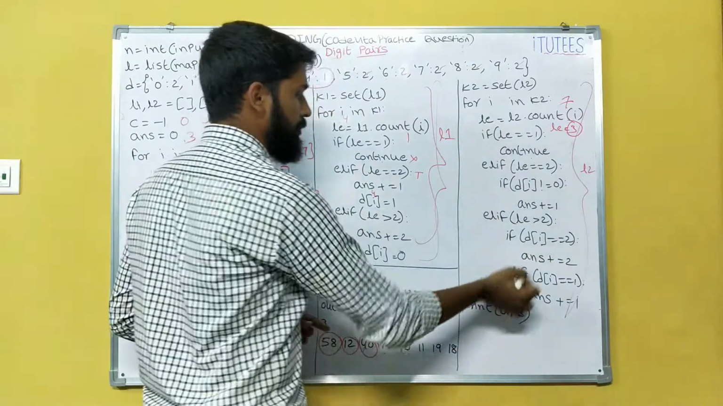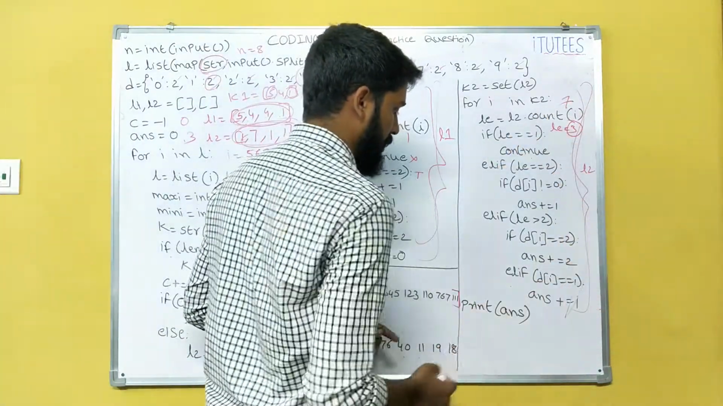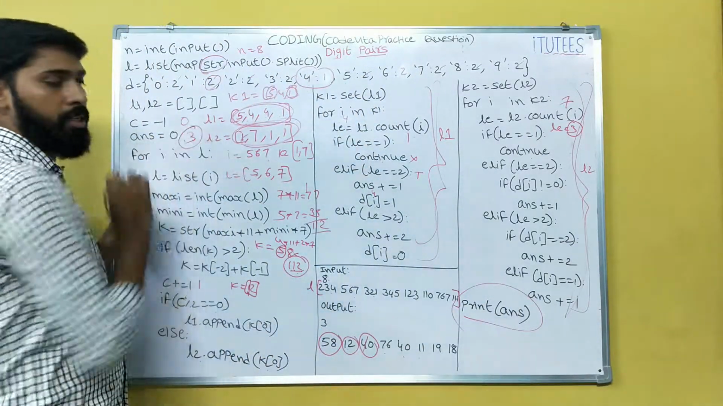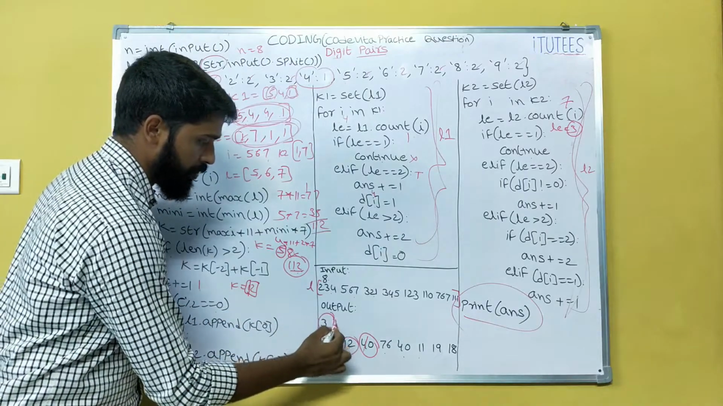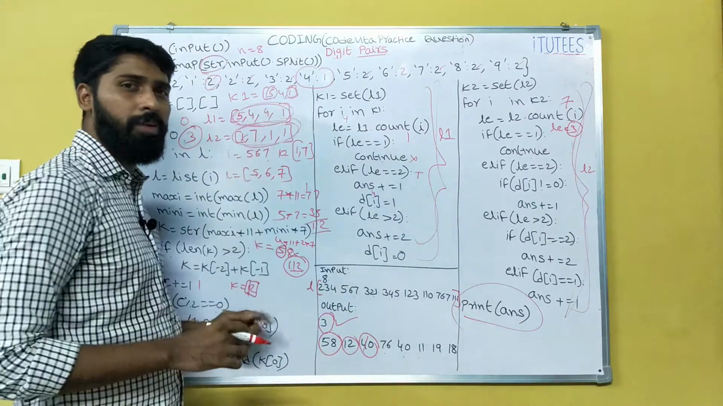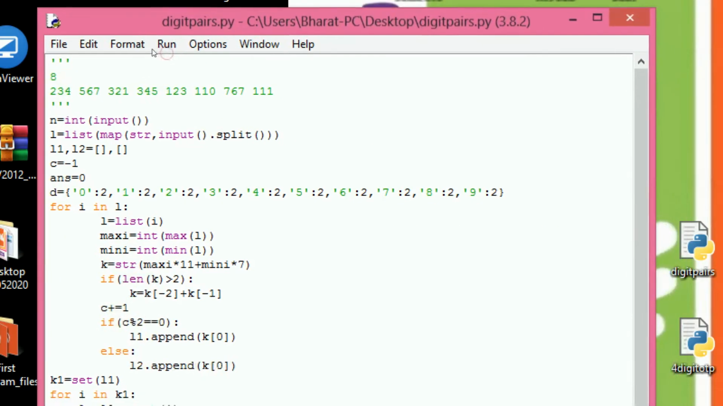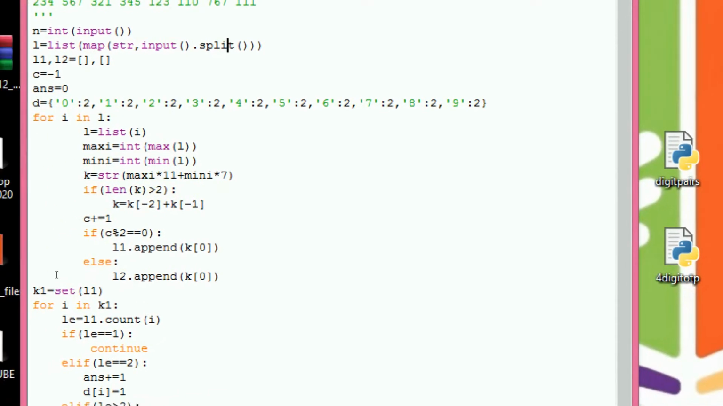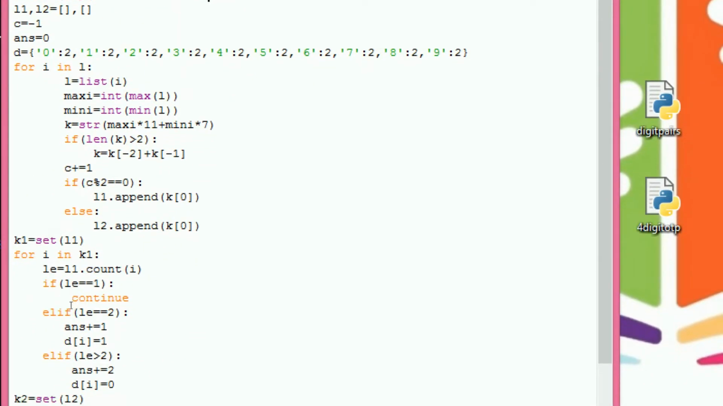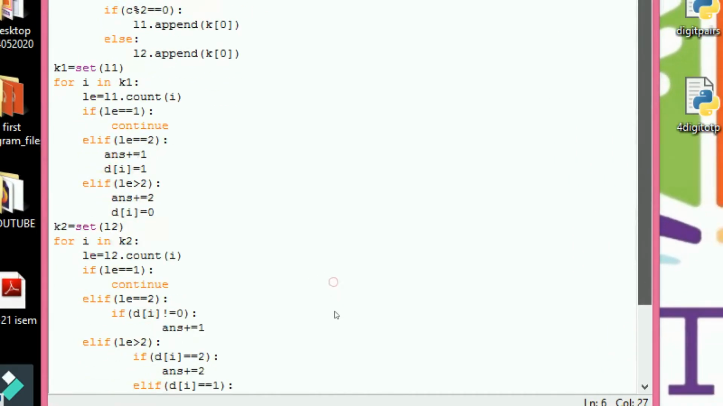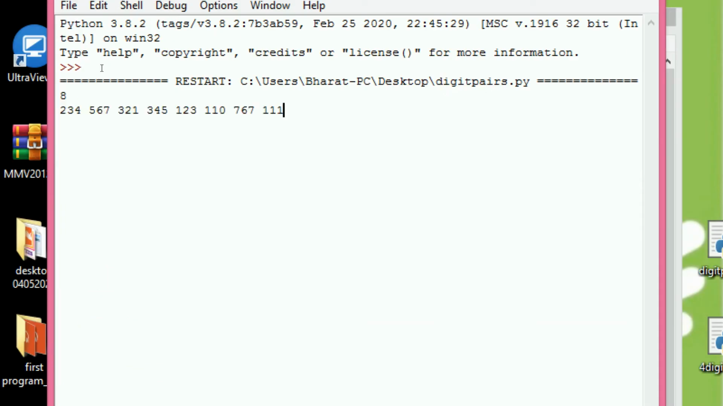After completion of these instructions, print the answer. So what is in the answer? 3. 3 pairs. So the output is 3. This program is done by one of my students. Now we are going to see the execution of the program. So 3.